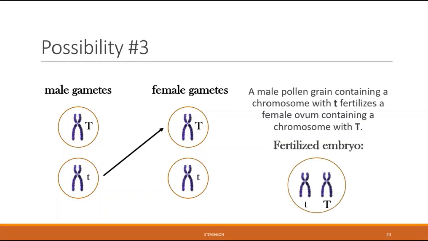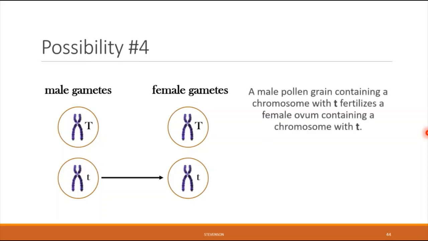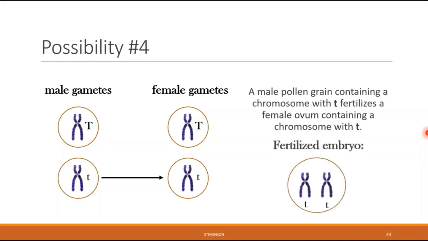And the fourth possibility is that Mendel, by chance, would transfer a lowercase t pollen, and it would fertilize a lowercase t ovum. And in this case, the fertilized embryo would look like this.